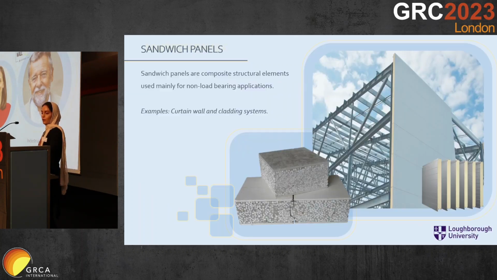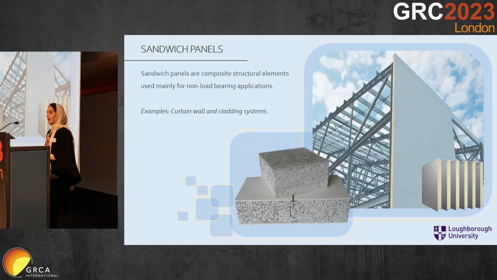So I'm sure you all know what a sandwich panel is. But it essentially is a composite structural element made up of 3 layers. So you have your internal insulation layer and then your 2 external structural layers. And we usually use these for curtain wall or partition wall cladding systems.